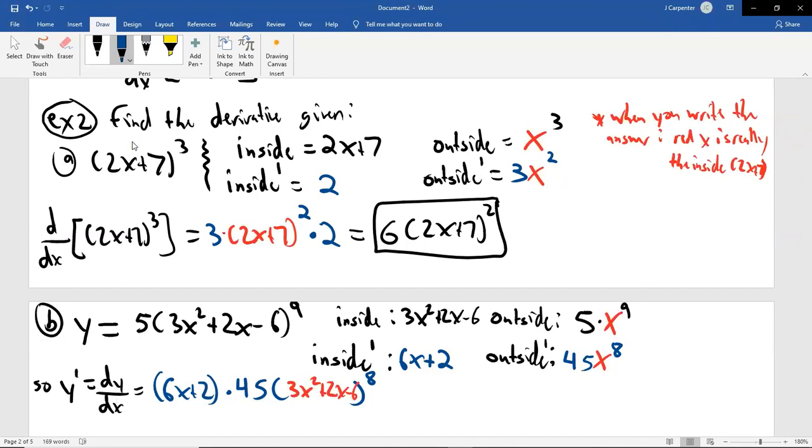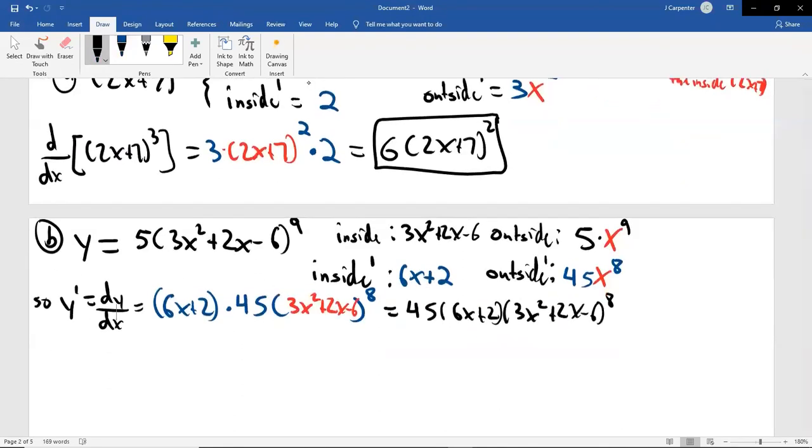The best thing to do is probably just leave the 45 in front. So very often you'll see it done this way: 45 times 6x plus 2 times the 3x squared plus 2x minus 6, and then raised to the 8th power. That is one acceptable answer.